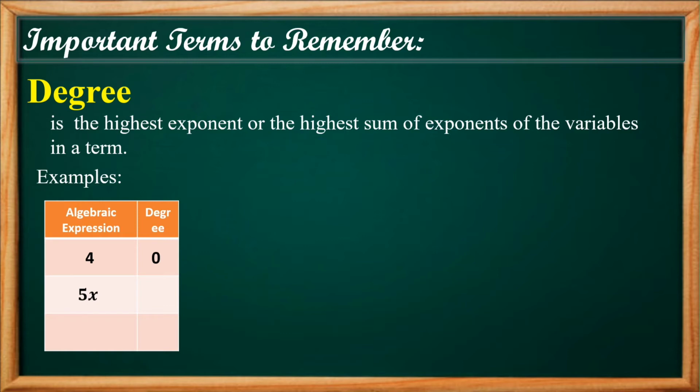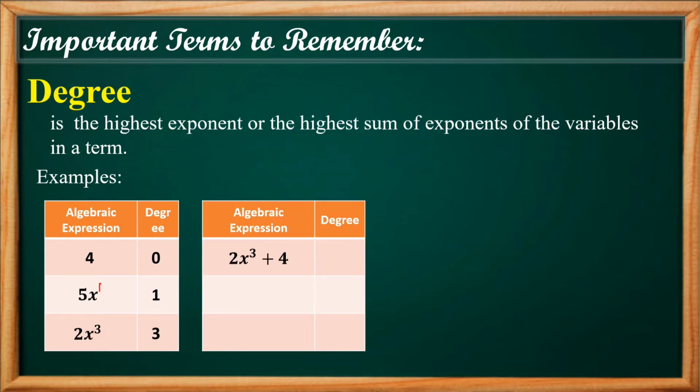Next, 5x. Meron tayong variable na x, then automatic meron siyang exponent dito na 1, then the highest exponent is 1, then the degree is 1. Next, 2x cubed. The exponent is 3, then the degree is 3. Okay, the highest exponent of the variable.